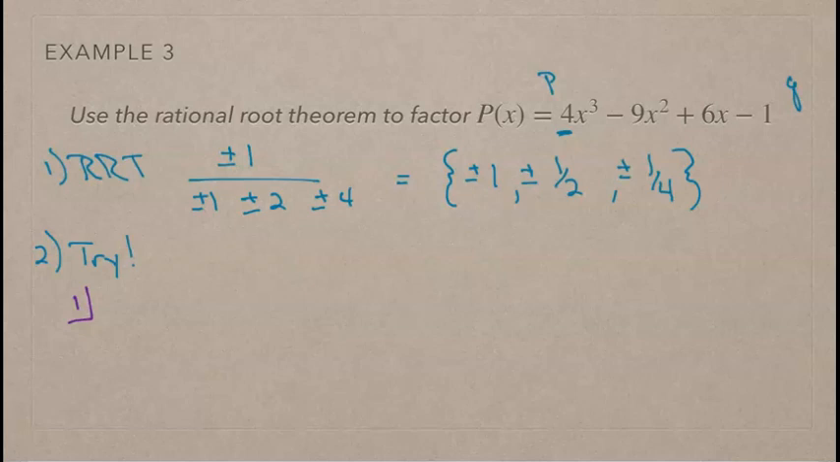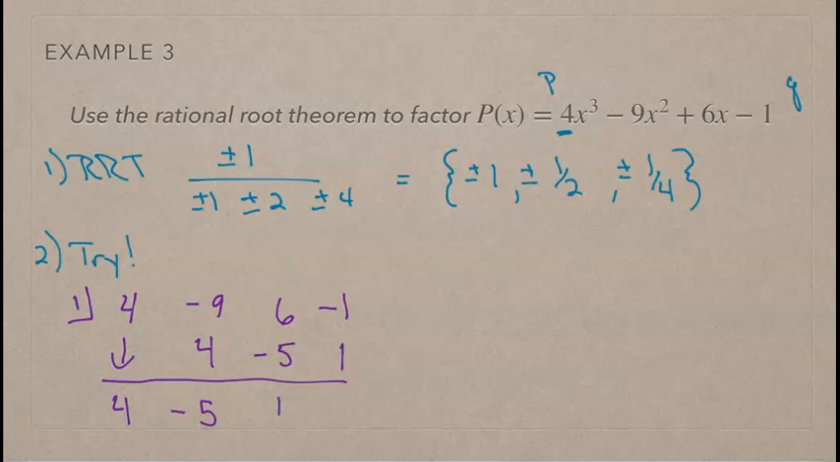I put 1 in the box. I'm going to list my coefficients: 4, negative 9, 6, negative 1. Drop down the 4. 1 times 4 is 4. Negative 9 plus 4 is negative 5. 1 times negative 5 is negative 5. 6 minus 5 is 1. 1 times 1 is 1. Hey, look at that on the first try. What a winner. So that means 1 is a factor, or 1 is a 0.